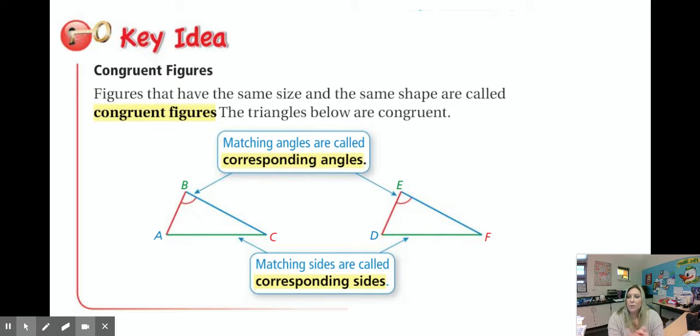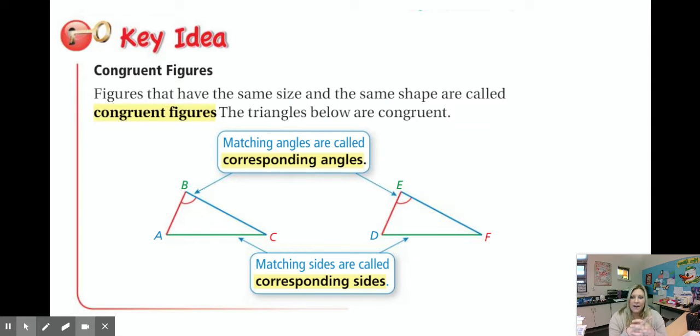If you look at angle B and look over to angle E, notice that curved line. That curved line on those angles means they are called corresponding angles. They are identical. Okay, so now look at the sides. They're called corresponding sides. So for example, side AC is corresponding with side DF.